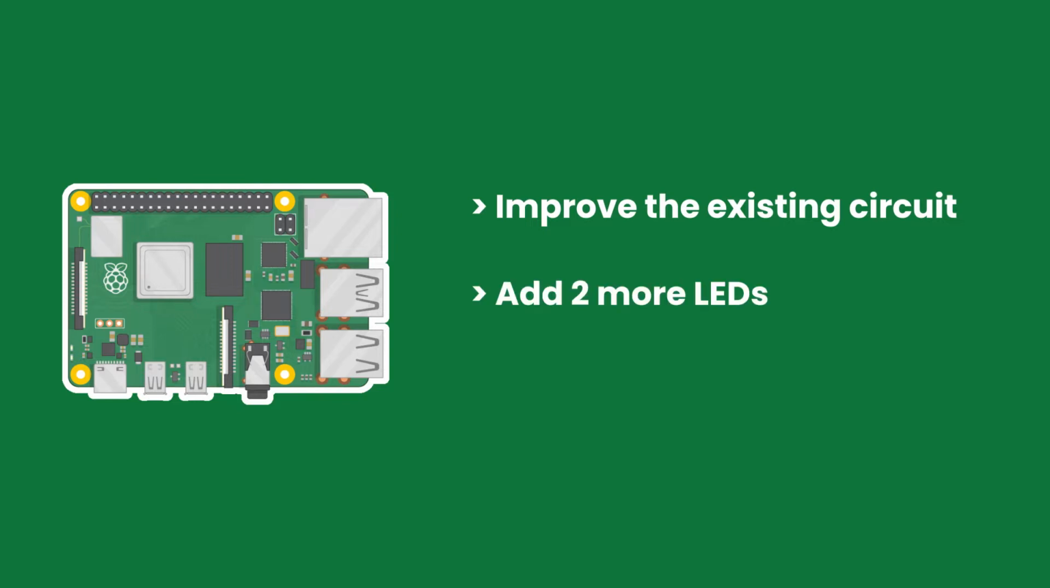And let's get started. In this tutorial, we are going to come back to the circuit we have built in a previous episode of the series. So far, we have one LED and one push button connected to the Raspberry Pi. We are going to add two more LEDs so that we can create more complex and funnier applications.